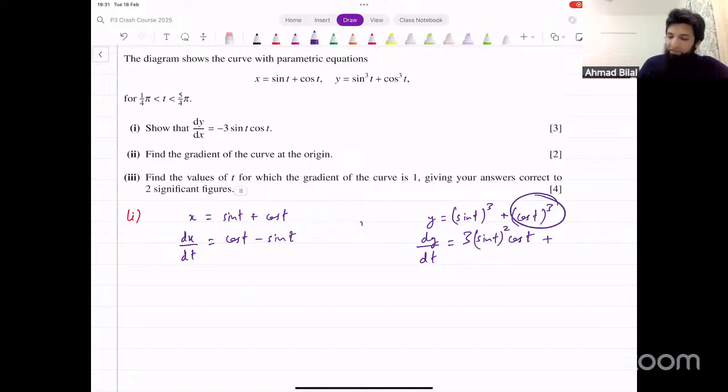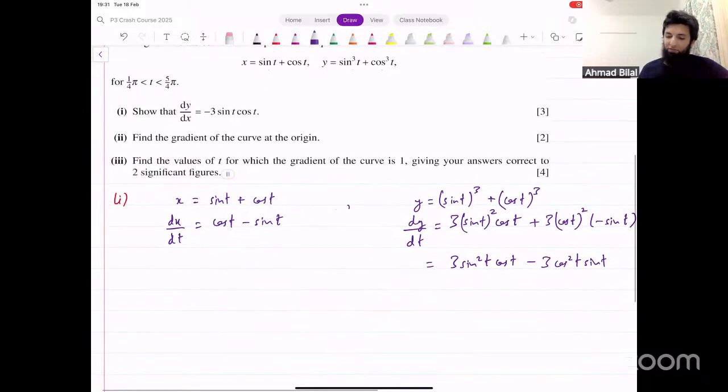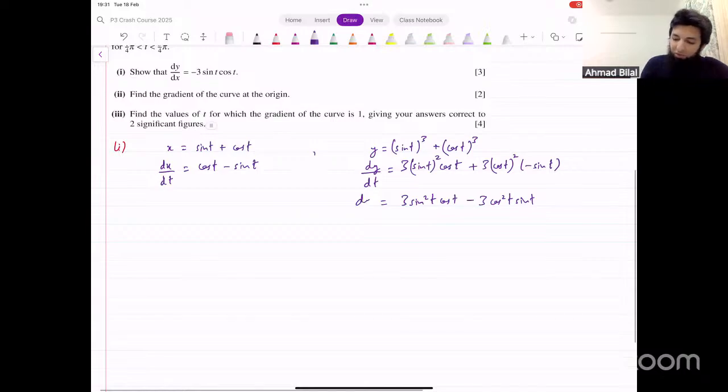It is cos, so we multiply by cos. Plus differentiation of this: again multiply by the power, subtract 1 from the power, it becomes cos of t whole squared, and then you have to multiply with the derivative of the base, which is minus sine t. Let's simplify this. This gives us 3 sine squared t times cos t minus 3 cos squared t sine t. Okay, this is what we're getting from this. This is dy over dt.